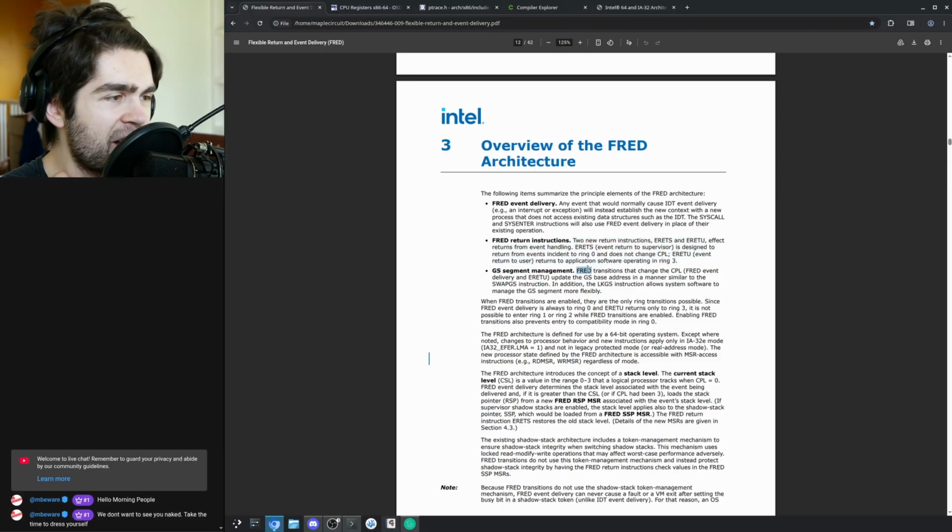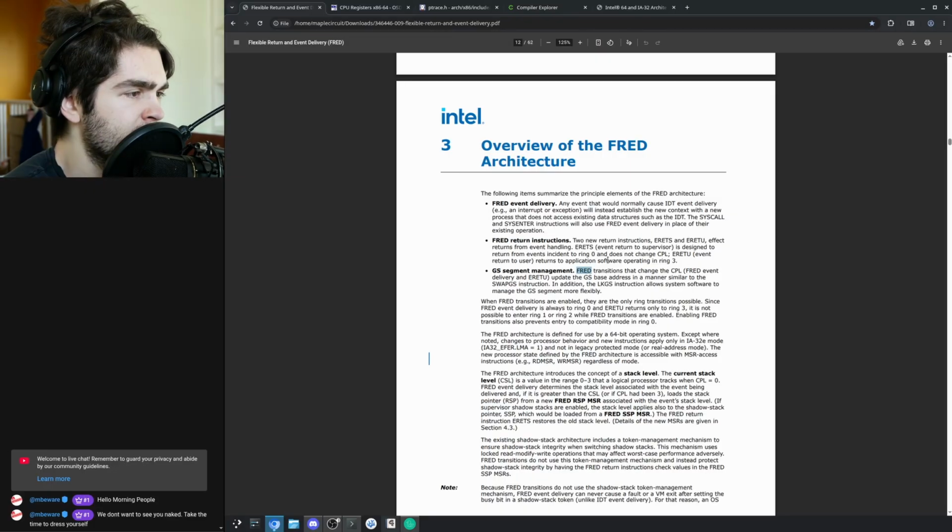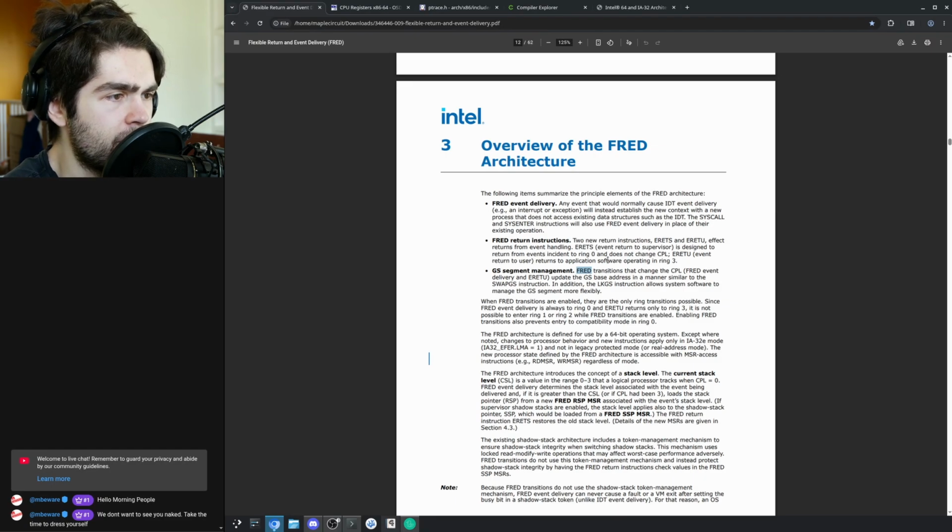GS segment management, thread transitions that change the CPL, thread event delivery. Sorry. And event return user updates the GS base address in a manner similar to the SWAPGS instruction.